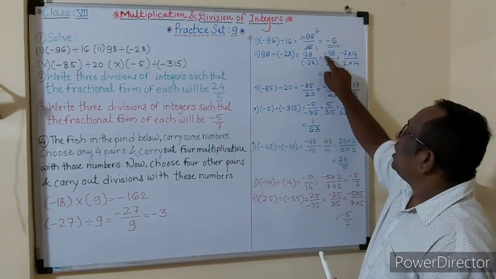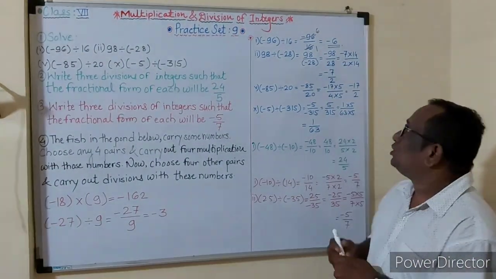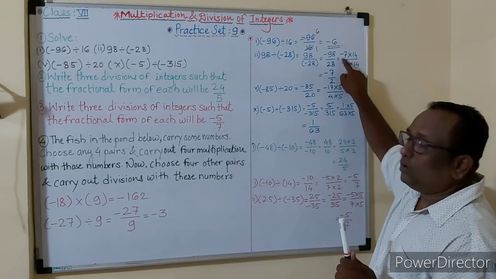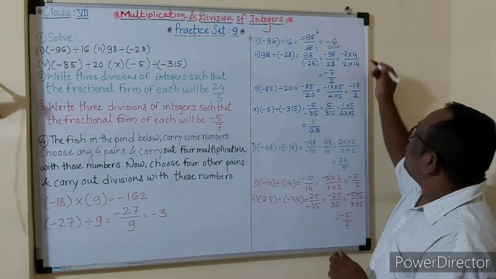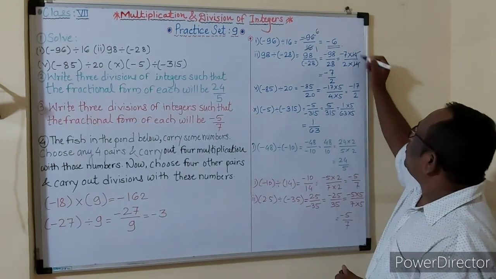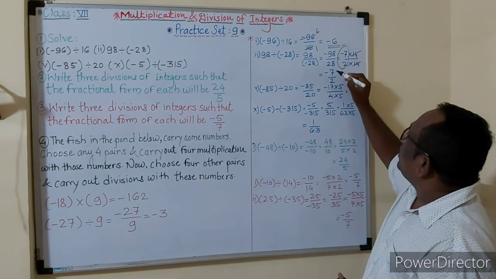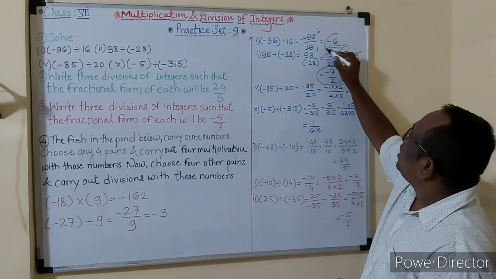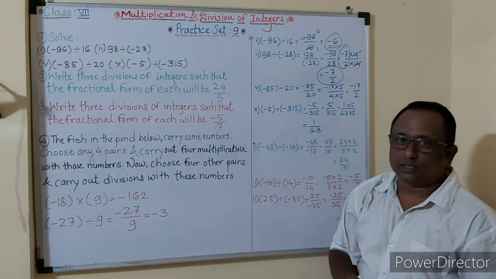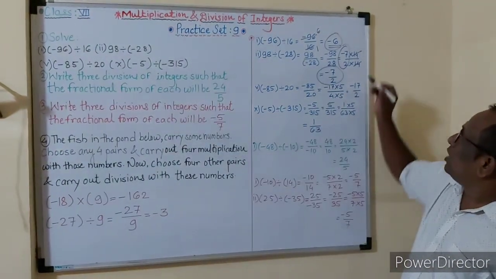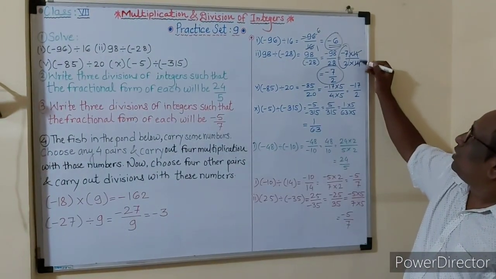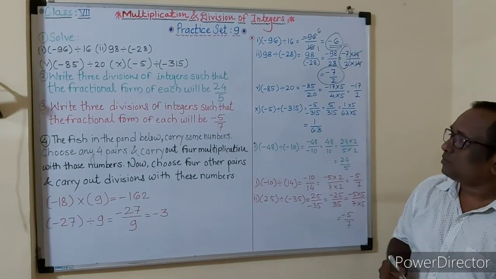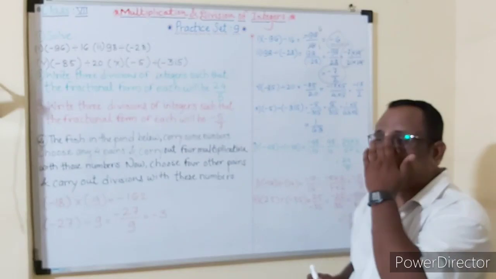Now here 98 has a minus sign, so 14 sevens are 98, and you have to give the minus sign. Now this 14 cuts with the 14 and we get only minus 7 upon 2. So our answer is minus 7 upon 2. The first one was minus 6. Now we'll move to the next example.